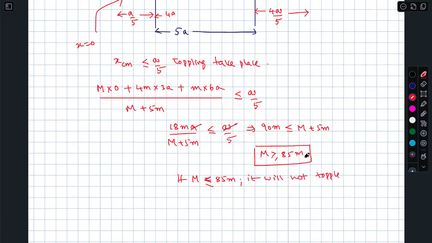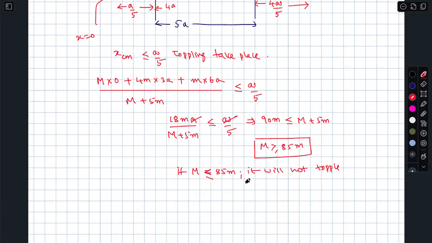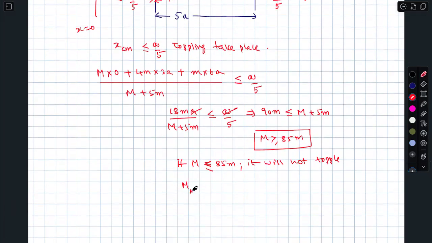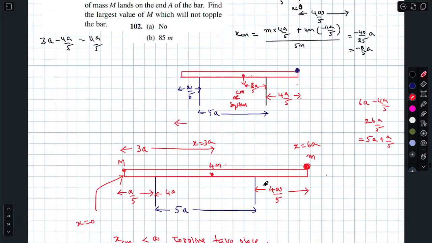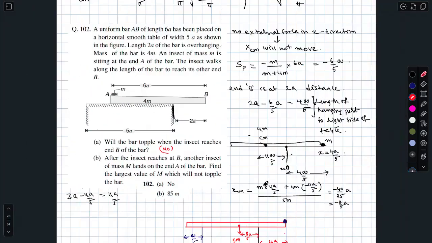This is the condition for toppling. So M max allowed is 85m. I'm telling you, you will get this question. Any doubt? Stage wise, I have done.